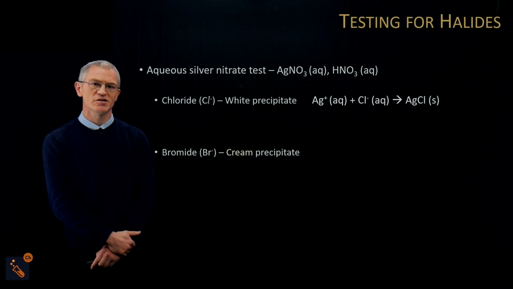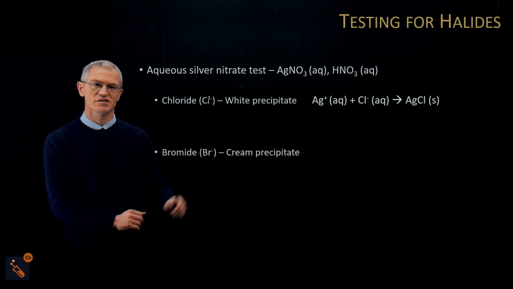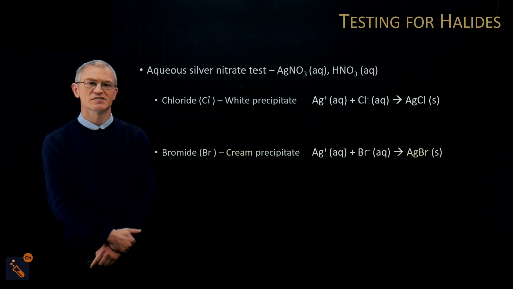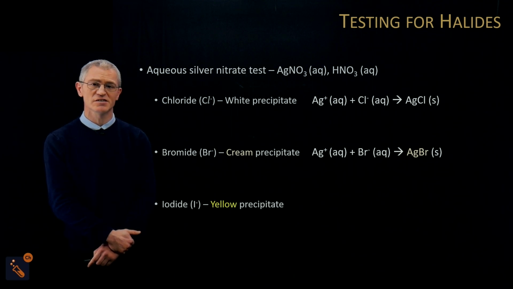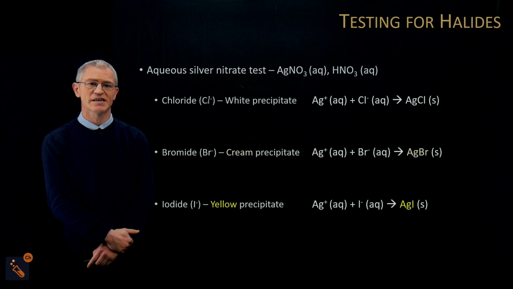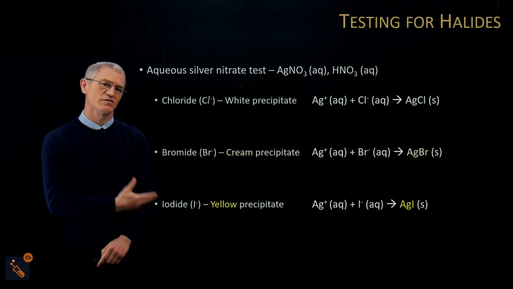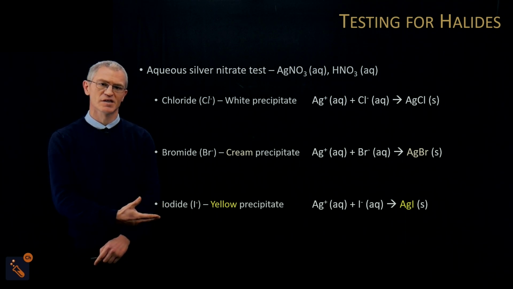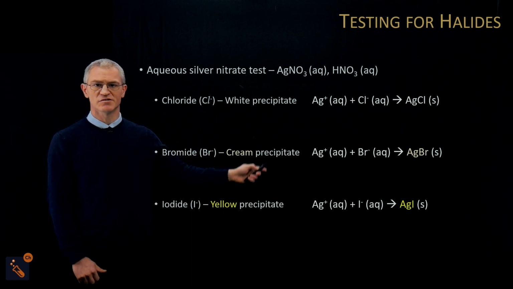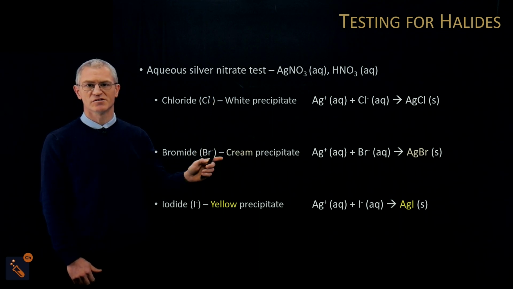We then go on to bromide, which is a cream precipitate. Notice the slight change in colour there. And then it's Ag+ (aq) + Br- (aq) goes to AgBr (s). We have the same with the iodide, but this time a yellow precipitate, again with a similar ionic equation. It's really important that you can do all these ionic equations, and really important you remember white, cream and yellow.